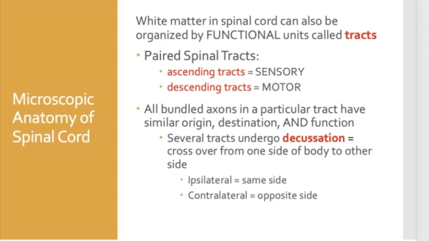All bundled axons within a tract are going to be functioning together. Similar origin, similar destination, similar function. The other thing we talked about was how sometimes tracts undergo decussation, which means they start on one side, left or right, and they cross over to the other side of the spinal cord. We refer to two structures that are on the same side of the body as being ipsilateral, and two structures that are on opposite sides as being contralateral.